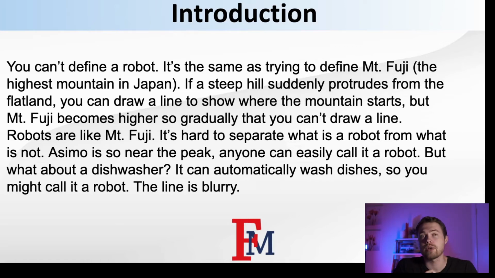Pretty much the same thing happens with robots. You can't really see that line, that border between being a robot and not being a robot, when it comes to general literature. It's very difficult to draw a line. Robots are like Mount Fuji. It's hard to separate something which is a robot from something which is not. Asimo, anyone can easily call it a robot, but what about a dishwasher? It can automatically wash dishes, so you might technically call it a robot. So the line is very blurry.